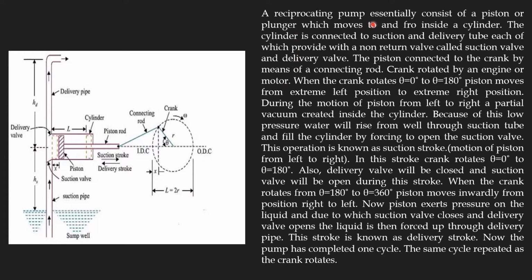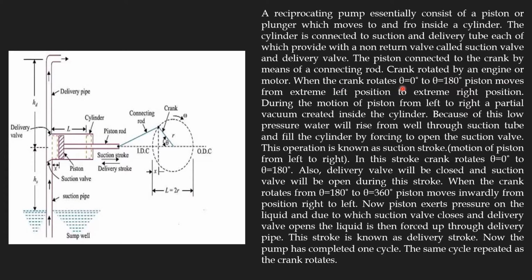The reciprocating pump essentially consists of a piston or plunger which moves to and fro inside a cylinder. This is a piston type pump. The cylinder is connected to suction and delivery pipes, each of which is provided with a non-return valve, called the suction valve and delivery valve. Both are non-return type. This is the suction and this is the discharge valve. The piston is connected to the crank by means of a connecting rod. This is the connecting rod. The crank is rotated by an engine or motor.